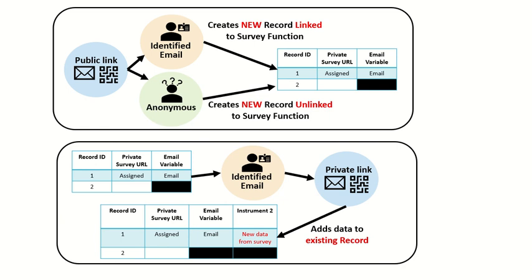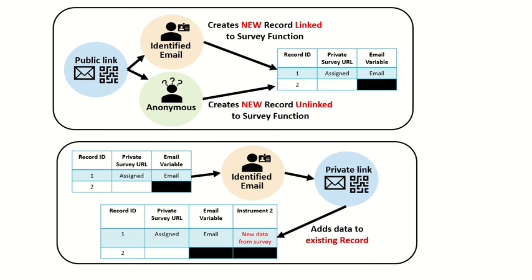That's not possible to do. So an unlinked record can never be... the best way to put it is the survey goes to the database, but the database does not go to the survey. I think that's the best way to explain it. Okay. That's if you're using a public link.